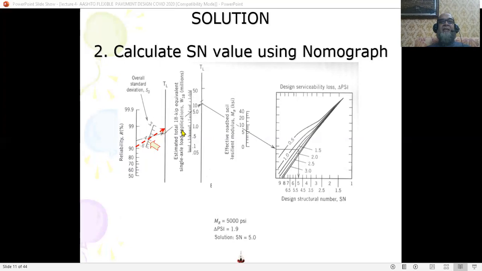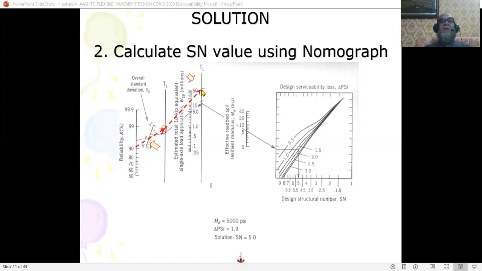Now we had ESALs of 13 million. So this is 10, this is 20, 30, 40, 50. But remember, this is a logarithmic scale, so you have to know how to read this logarithmic scale. Since our 13 comes between 10 and 15, we will take a value between here. So this is how I have done. Now, once I've located this, we join this value with the previous point. Again, this is 1 point, this is the second point, and I have stopped at this point.